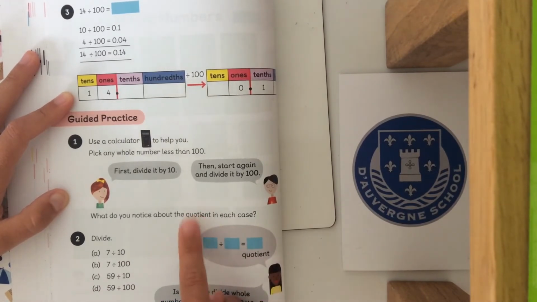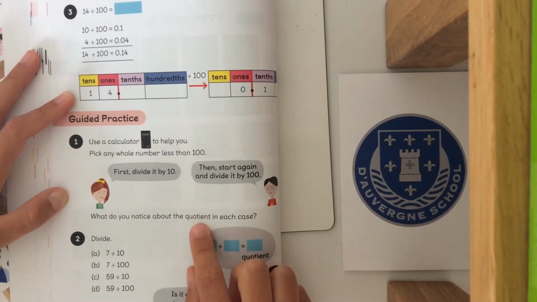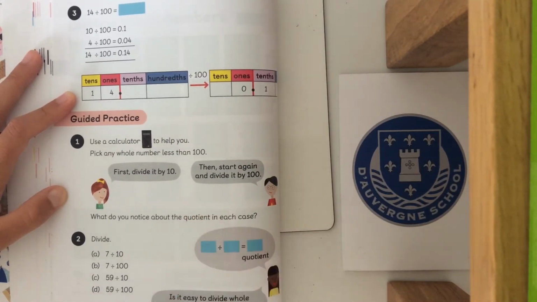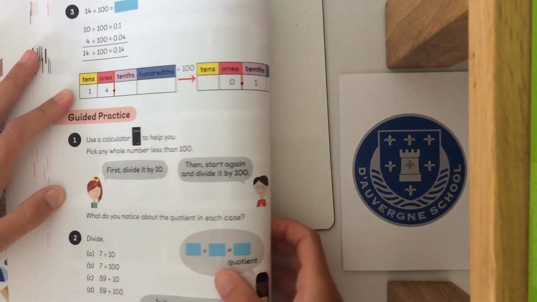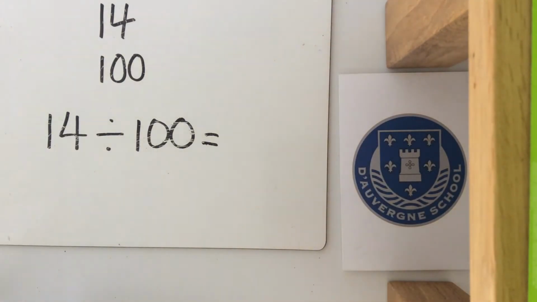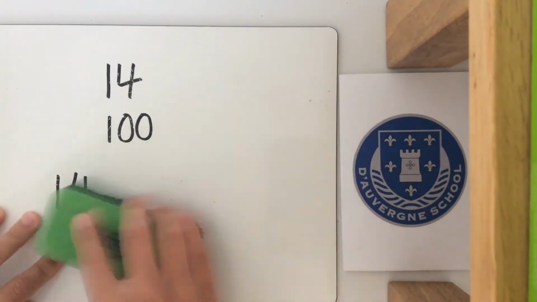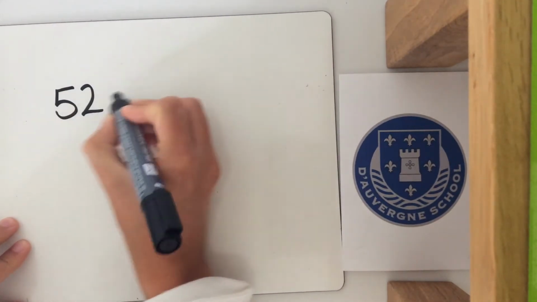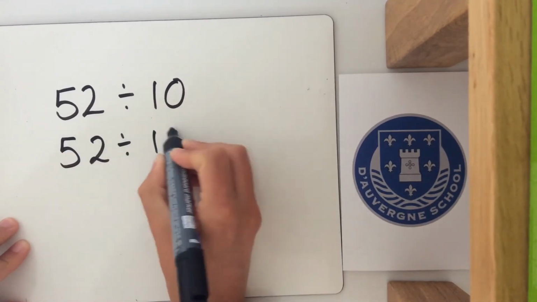Who can remember what the word quotient means? It means the answer or the number that you get when you divide 2 numbers. Okay, so you're looking at the outcome of what you get when you divide it by 10 and divide it by 100. So I'm going to do an example for you. I'm going to randomly select the number 52. And first of all, I need to divide it by 10. And then I'm dividing it by 100.